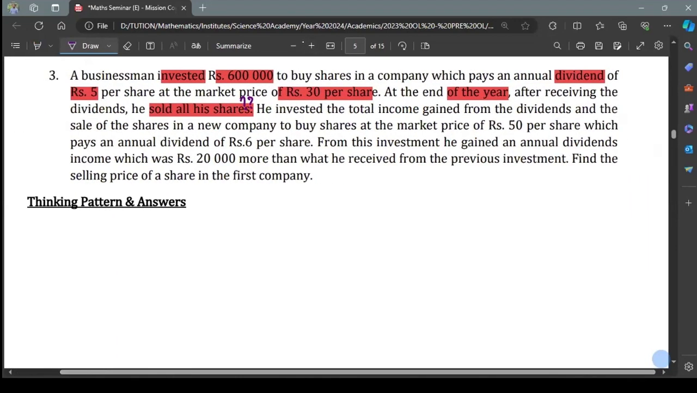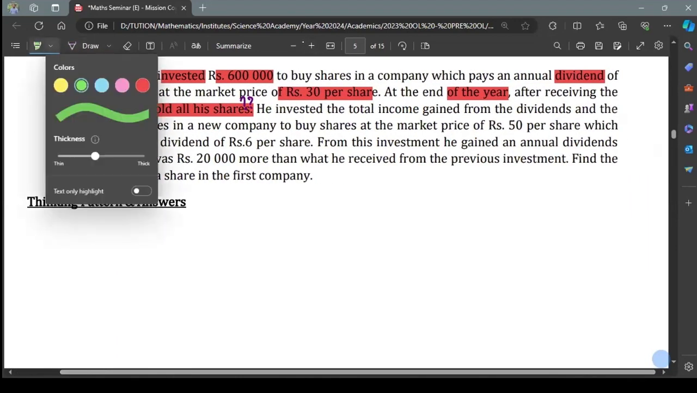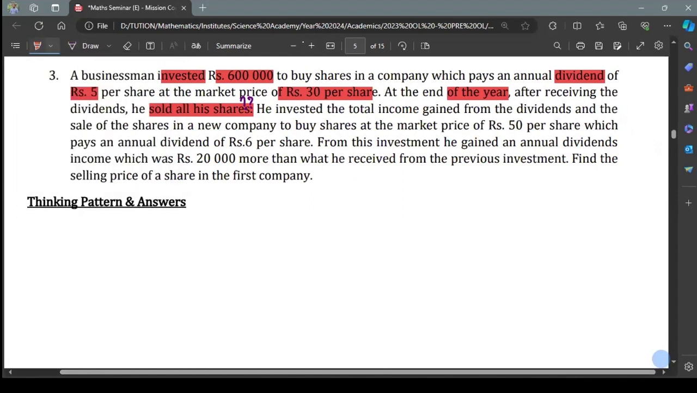Right. Now read the next part. Now what they say: he invested the total income gained from the dividends and the sale of shares in a new company. Total income gained from the dividends and the sale of shares.